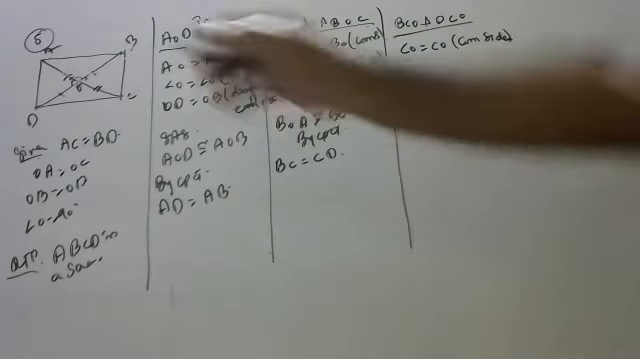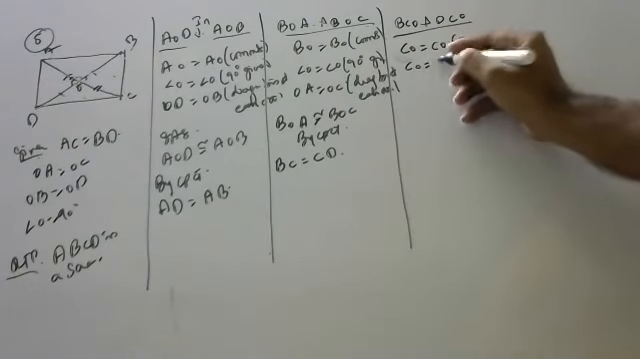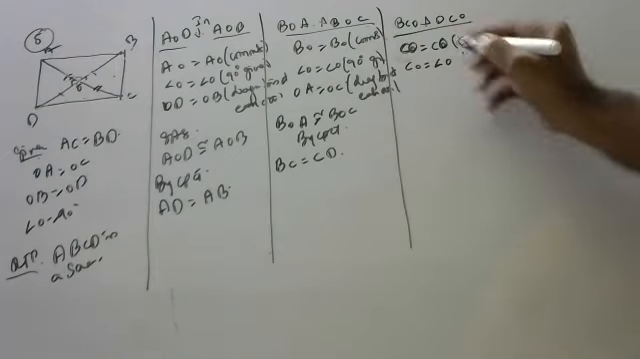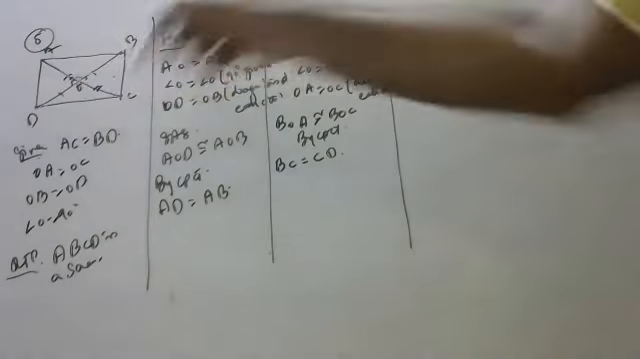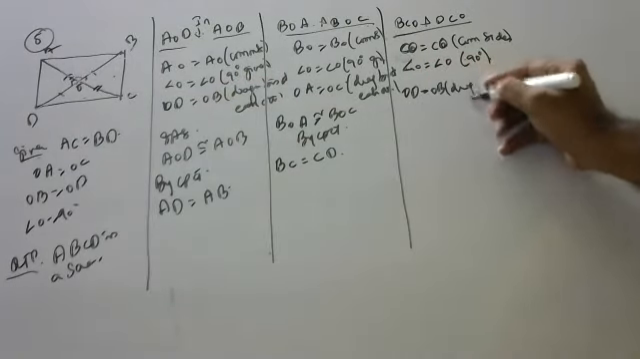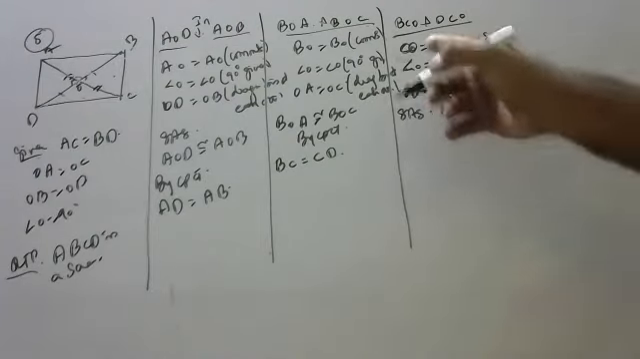Common side. This is both triangles' common side. Next, children, angle O is equal to angle O, 90 degrees, given. Next, children, OD is equal to OB, because diagonals bisect each other. By SAS.